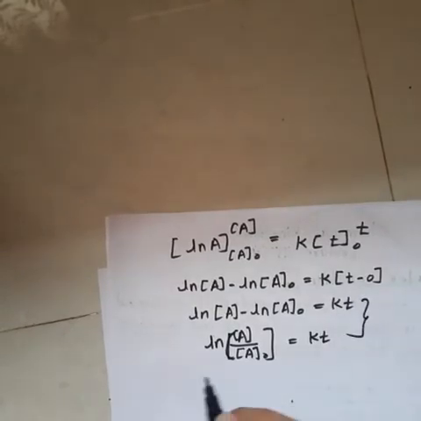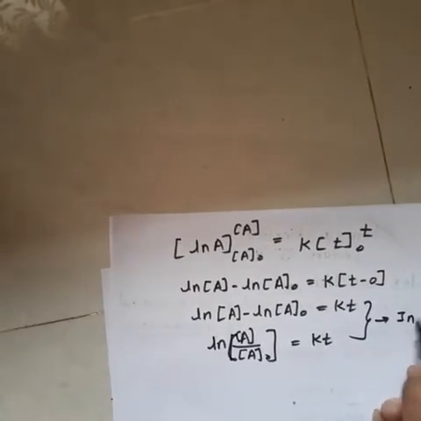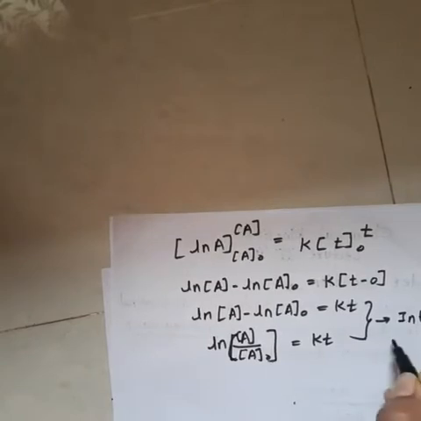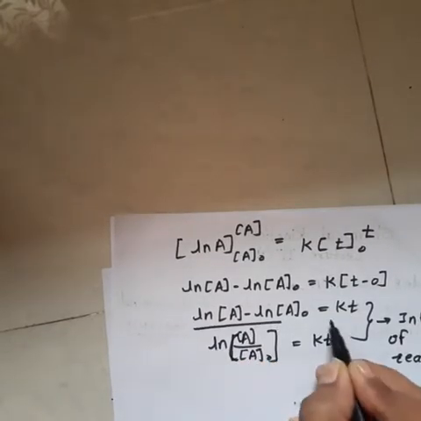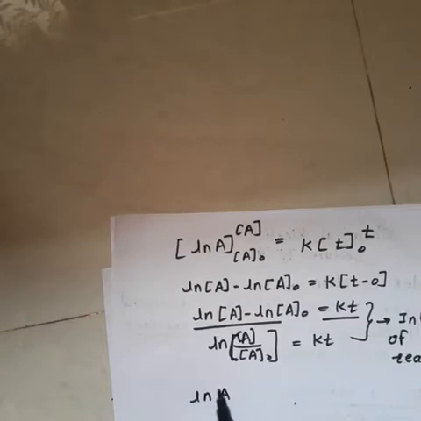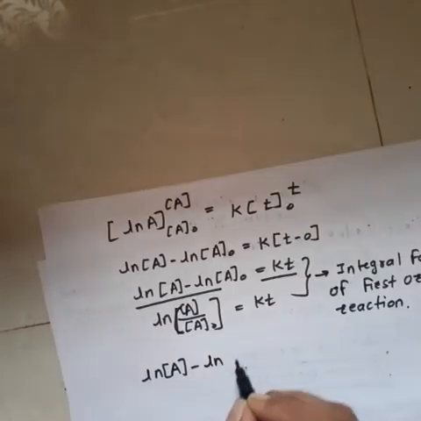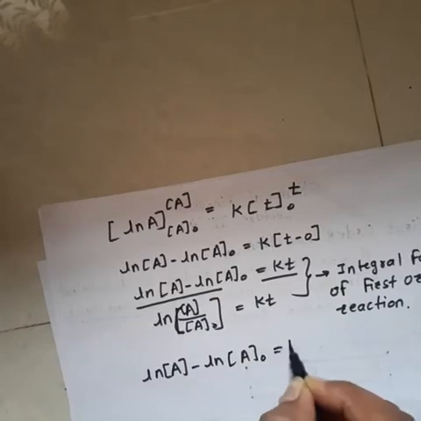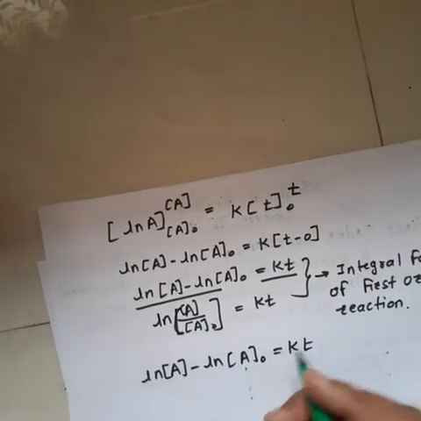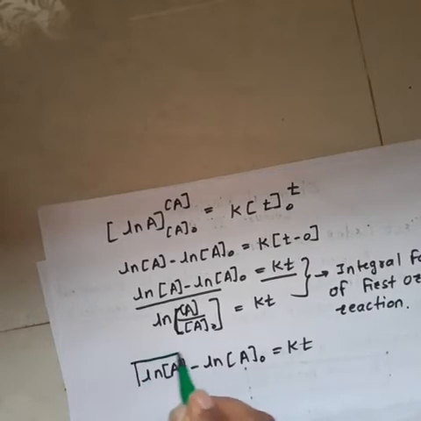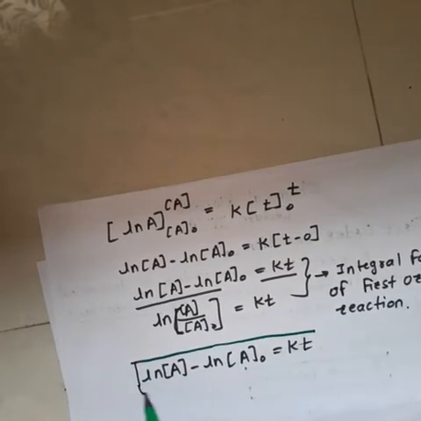So these two are the integral forms of the first order reaction. If we consider this form, ln of A minus ln of A0 is equal to k into t, this is the integral form of the first order reaction.